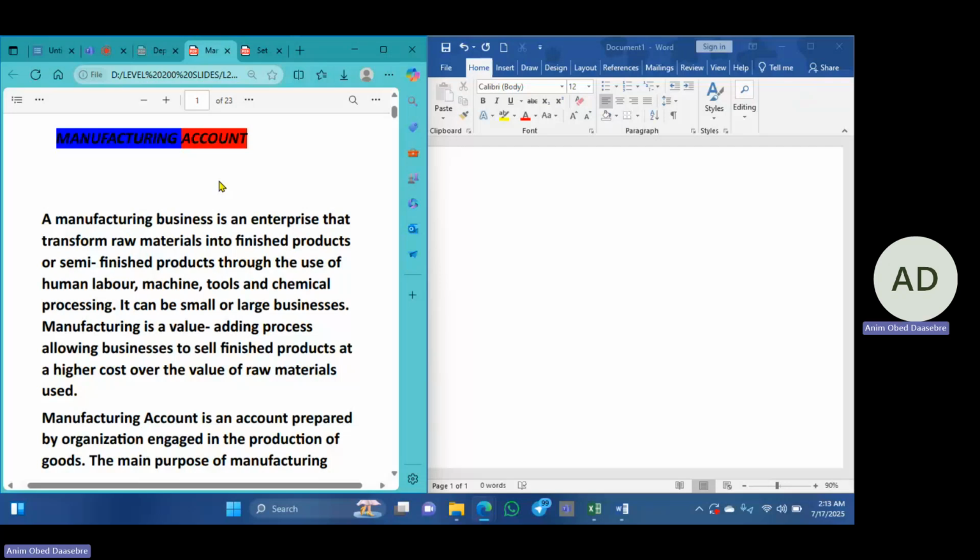So basically, here we are coming to look at the final accounts of manufacturing accounts. A manufacturing business is an entity that manufactures or makes its own products. They use their own raw materials and transform them into finished goods or semi-finished goods by the use of factors of production.